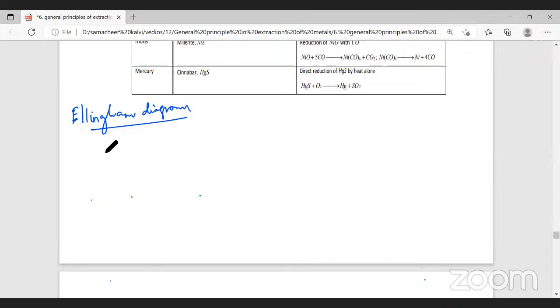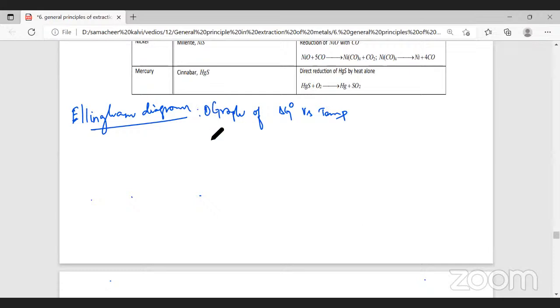Now, firstly, we should understand why we have to learn Ellingham's diagram and what is Ellingham's diagram. The definition of Ellingham's diagram is it's a graph of standard free energy change as a function of temperature. I will draw the graph and explain later.